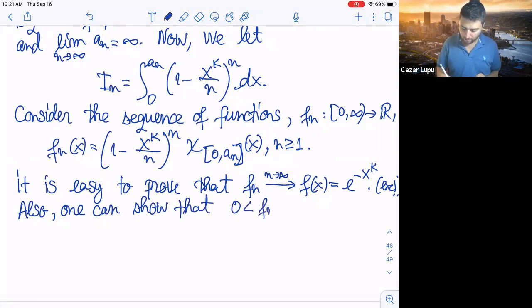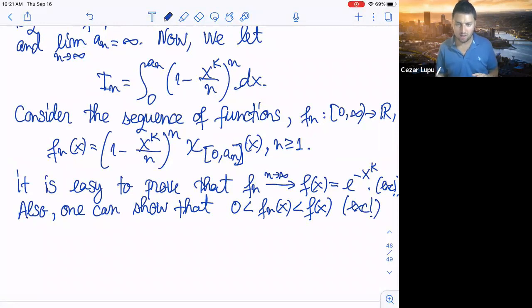That f_n of x is dominated by this f of x. Again, I'll leave this to you as an exercise. Well, it's pretty easy. You just basically use the inequality here. What inequality? e to the power u is greater or equal than u plus 1 for all u. So this holds for all n and all x. All right, great. So f of x dominates f_n of x. And now we're not done yet.